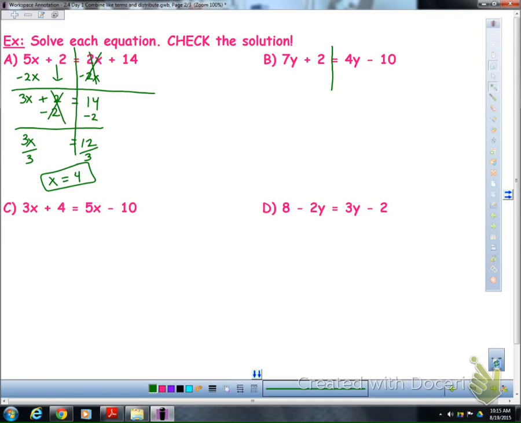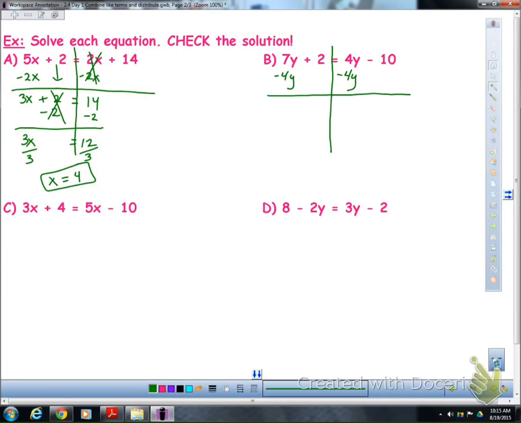Okay, if we look at example B, again, we're checking to see if we need to simplify. There's nothing to simplify. There are no parentheses. There are no like terms. So we can go on to step 2 and move the smallest variable. Our smallest variable in this one is the 4y. It's positive, so we're going to do the opposite, and we're going to subtract 4y from both sides.